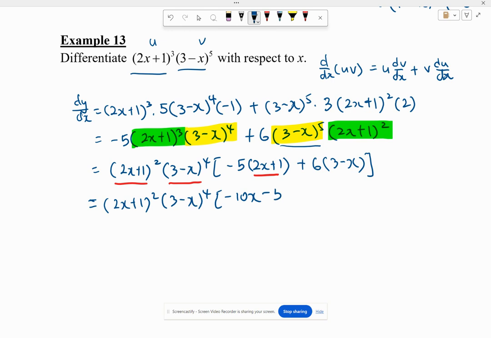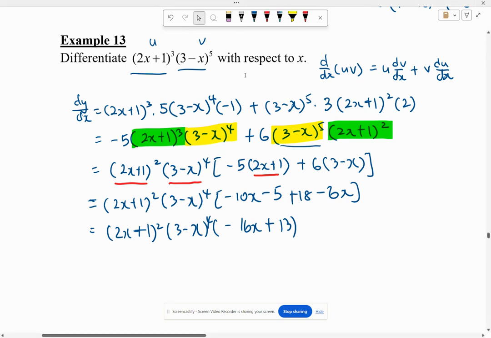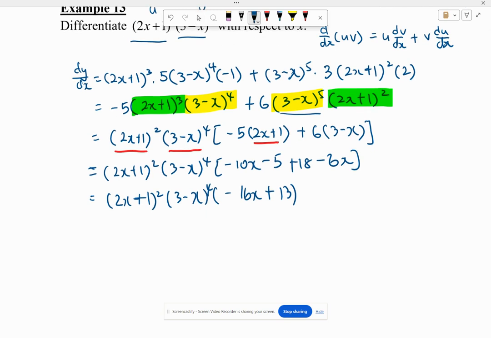Minus 5. Simplify one more time. Inside here is minus 16x plus 13. Copy down. Right, so that's how we apply product rule. Make sure that you are good with memorizing formula, and also you know how to simplify by extracting the common factor. Right, why? Because in the exam they may ask you to change it to a certain form.